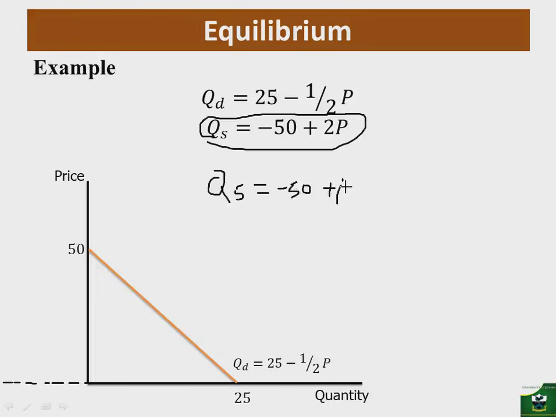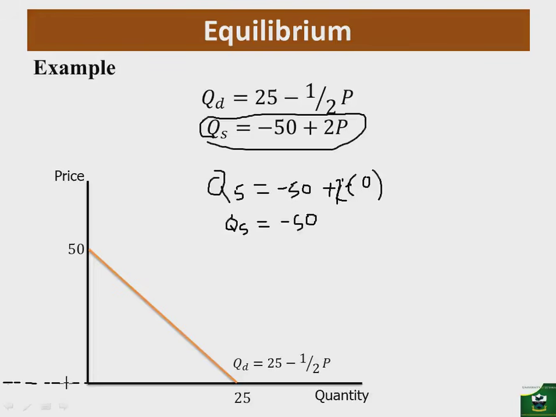So I have 2P. So I will make this my 2. Then my P will be 0. And if I simplify, this part will cancel because I'm multiplying 0 by a number, which will give me 0. And therefore my quantity supplied will be negative 50.